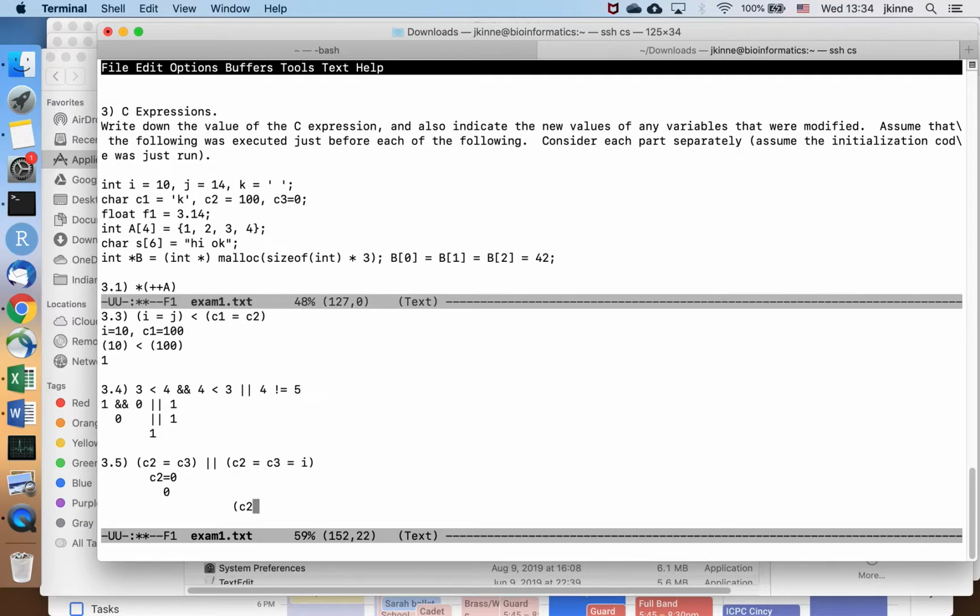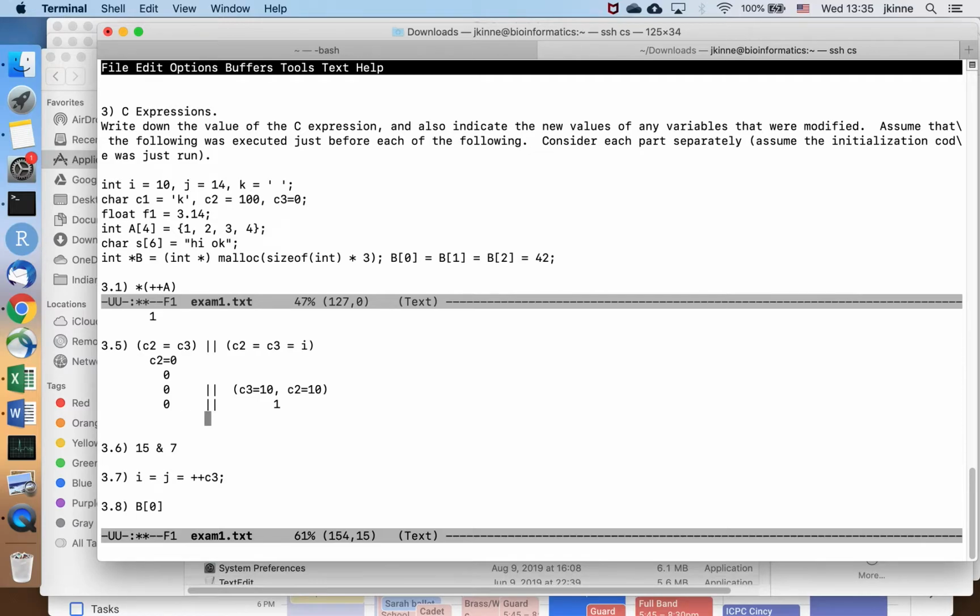So once it determines that this is false, then it will actually evaluate this C2 equals C3 equal I. So C2 equals, let's see, first it does C3 equals I, which is 10, and then C2 is equal to that. Okay, so that happens because we had a 0 over here with the OR. Okay, what is the value of that expression? The value of this expression is the final value of C2, which is 10, and that in terms of true and false is 1. And 0 or 1 is 1.